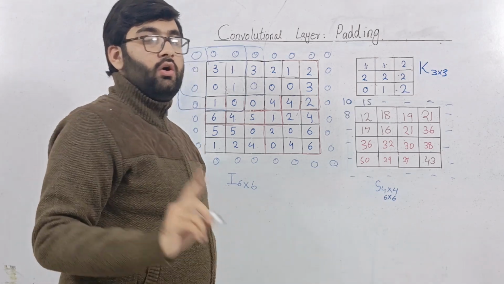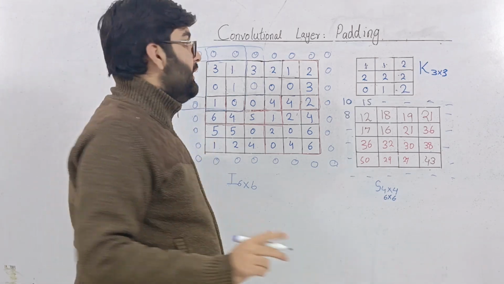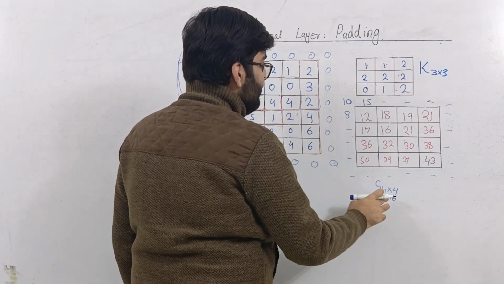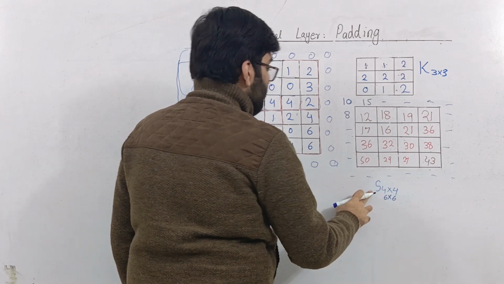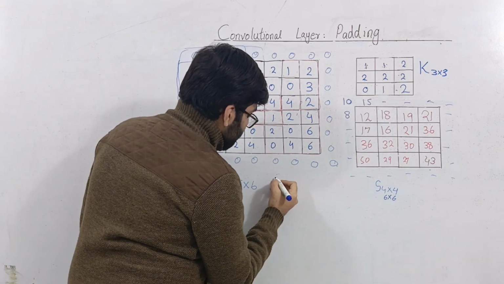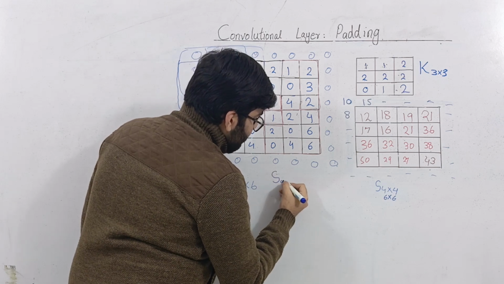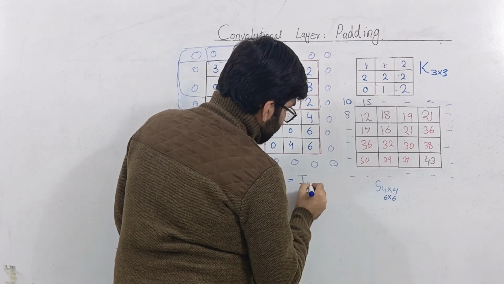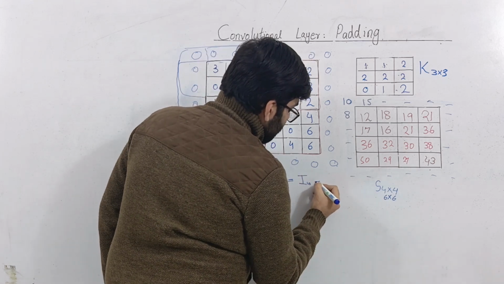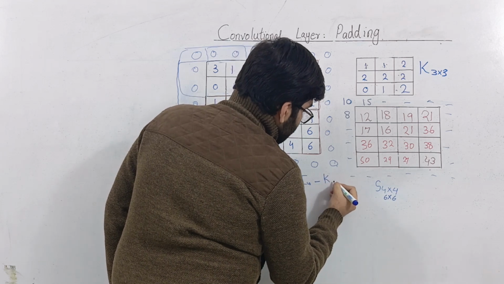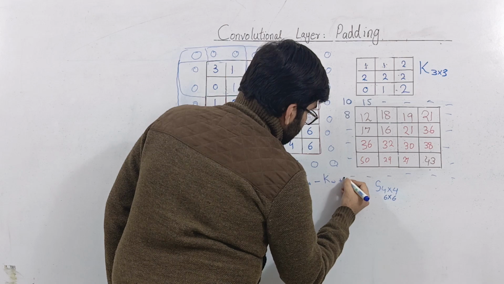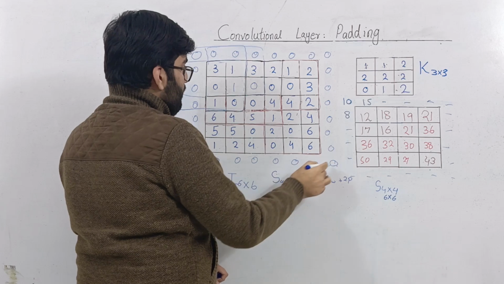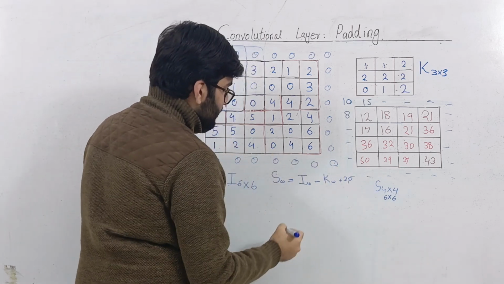Exactly what we wanted. Now if we know the dimensions of the input image and the dimension of the kernel, we can find the height and width of the output. We can use this equation. Width of S equals the width of the image minus the width of the kernel plus 2 into padding. Here we added one border of zeros, so P will equal 1.